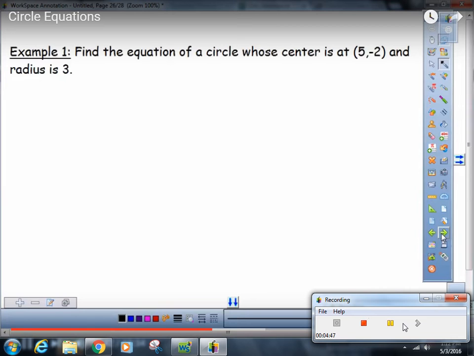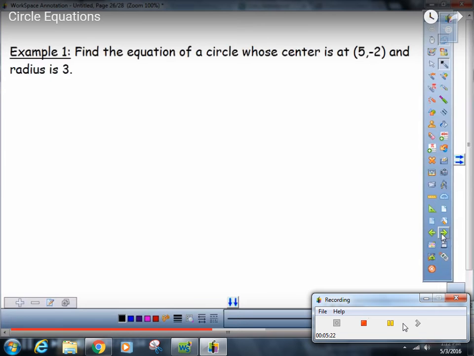We just want to follow the standard equation. So x minus 5 squared plus y minus a negative 2, which we will turn into y plus 2 squared equals 9. Where will the mistakes come? No, we won't have to FOIL anything. People will forget to square the r, or they will turn around the negative and positive signs. Okay?